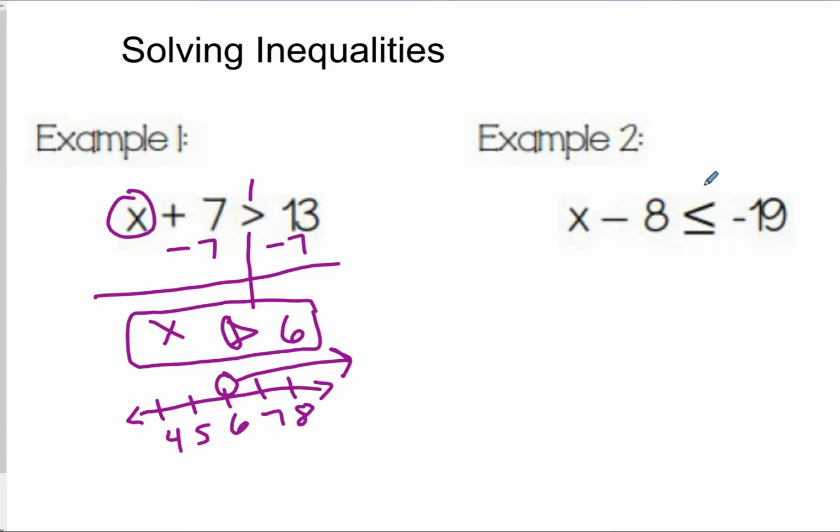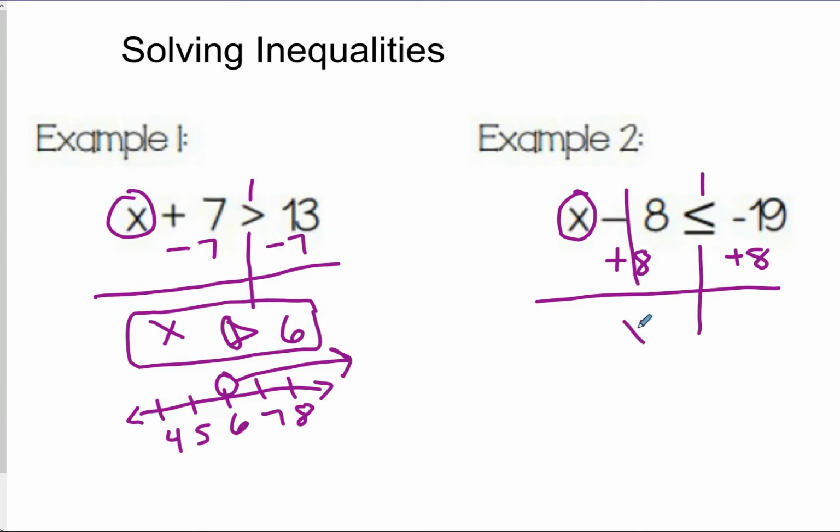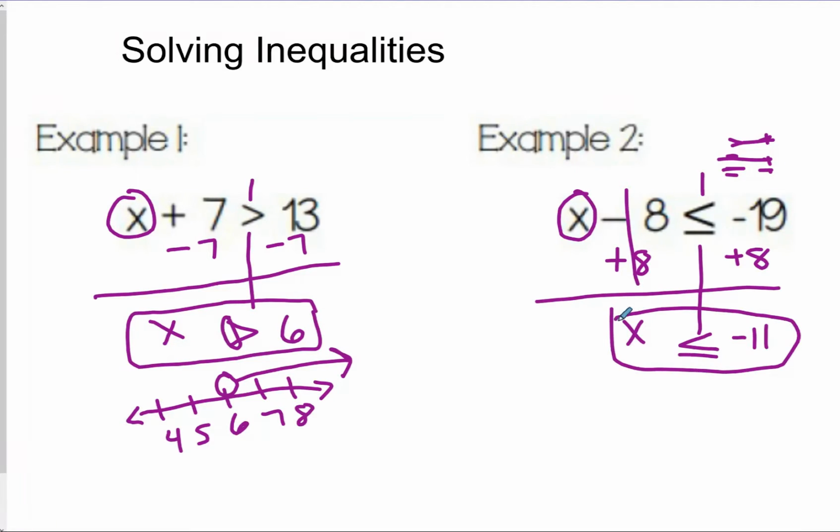So for example 2, again, we're going to have a line down the inequality symbol. We're going to add 8 to both sides of our inequality in order to isolate our variable. That's going to cancel, and we're left with x is less than or equal. Negative 19 plus 8 is going to be negative 11. Keep in mind, it's like I have 19 negatives and I have 8 positives. After I have the ones that cancel, I'm left with my negative 11, and that's how I get x is less than or equal to negative 11.